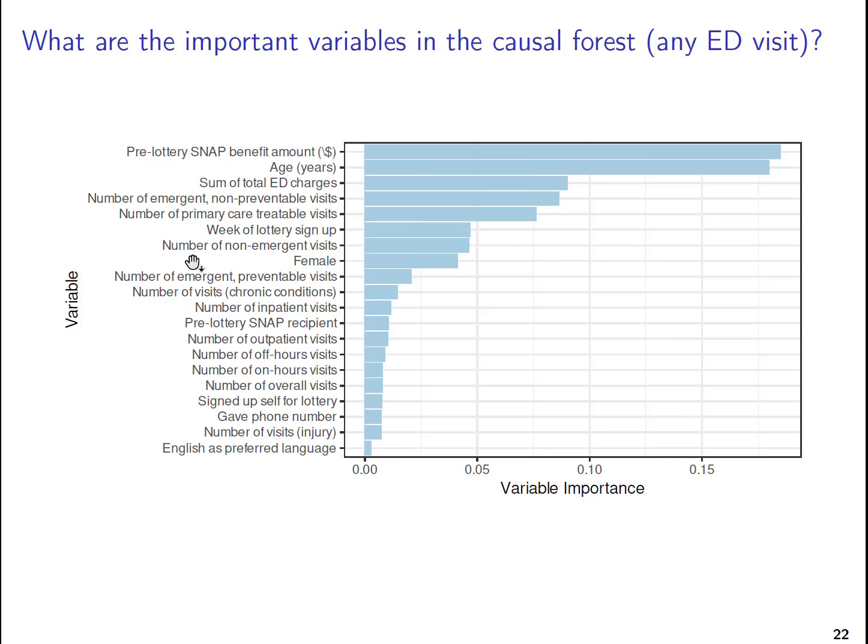I think that people who sign up in the first week may be different compared to people who sign up later. What this says is that variable, whatever it captures, seems to be important for differences in treatment response. So the forest figures out that if you sign up earlier, which is the week of lottery sign up, it's more likely that the forest finds heterogeneity by splitting on that variable.